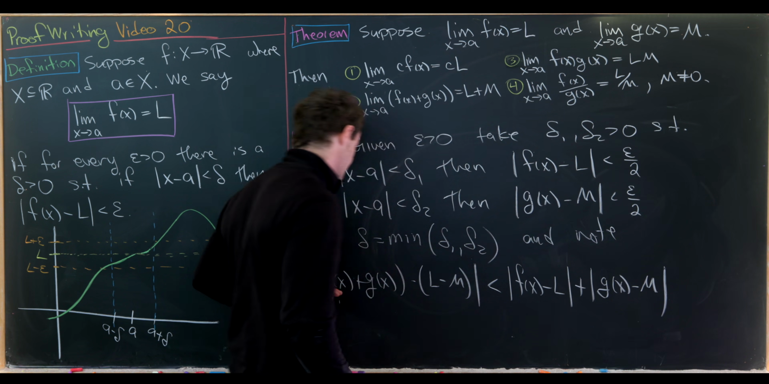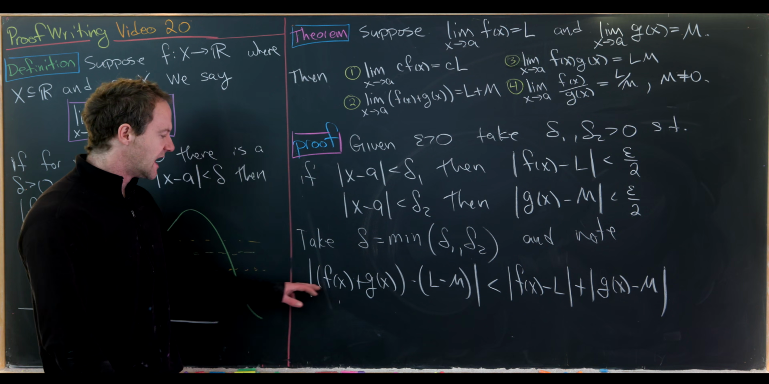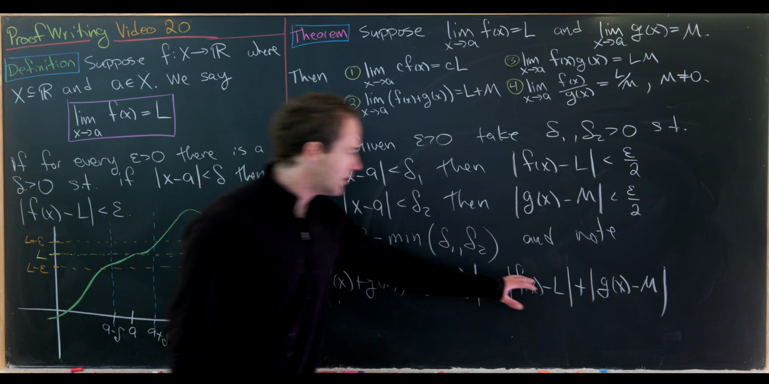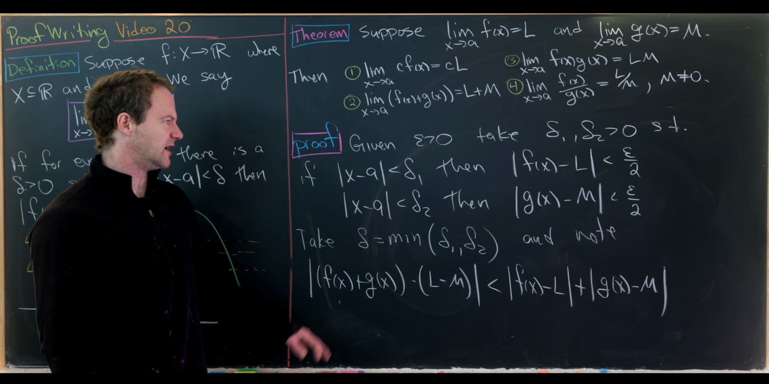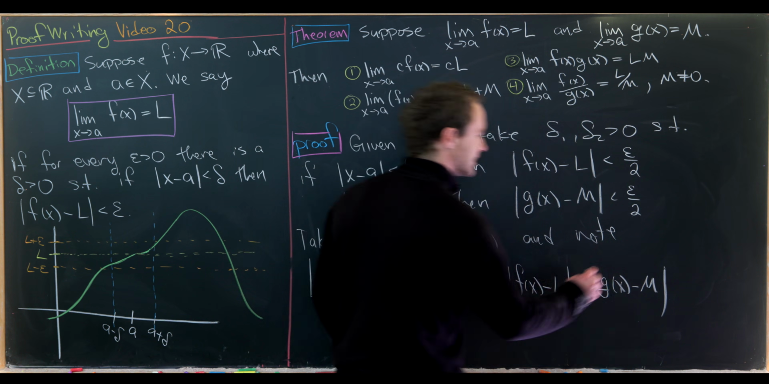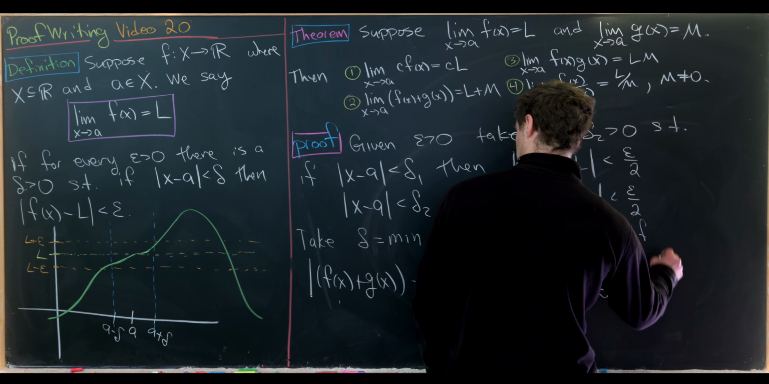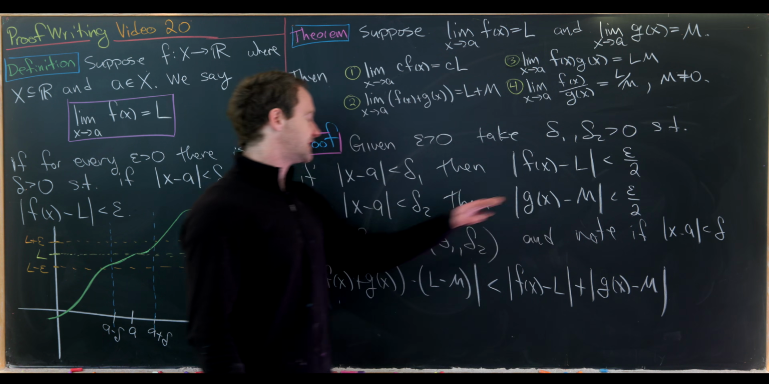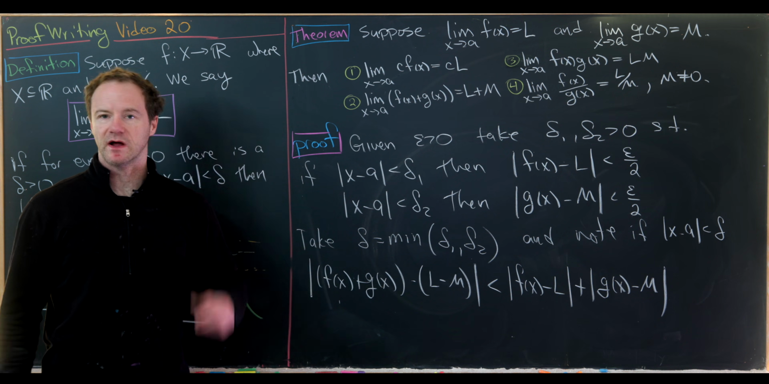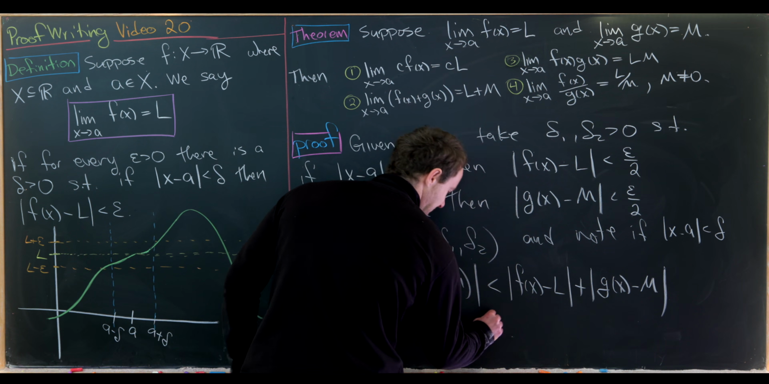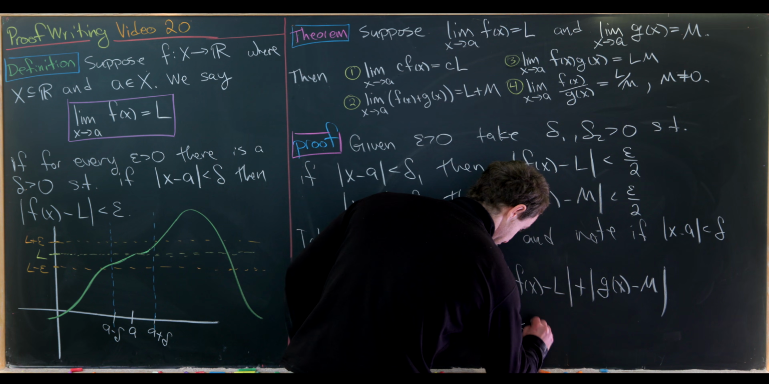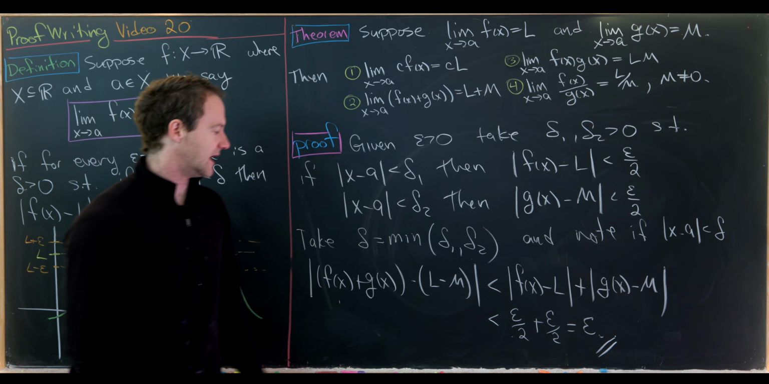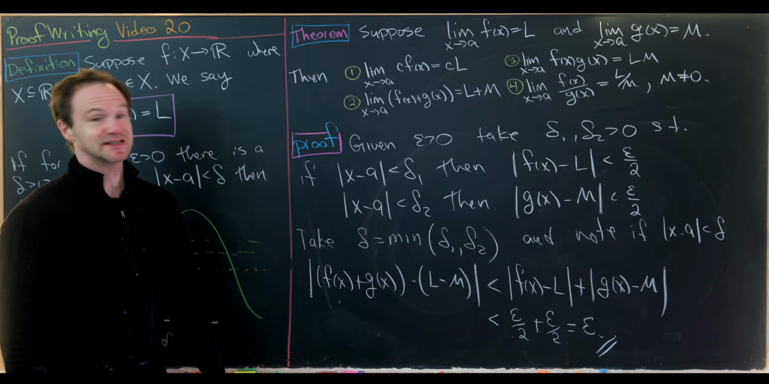So just to reiterate, there we use the triangle inequality after moving some things around here. But notice now we want to apply this rule up here, but we need to include a statement here, which I forgot: if the absolute value of x minus a is less than delta. So if it's less than delta, then it's less than both delta 1 and delta 2, which means that this object right here is less than epsilon over 2 plus epsilon over 2, which is equal to epsilon. So that finishes this proof off.